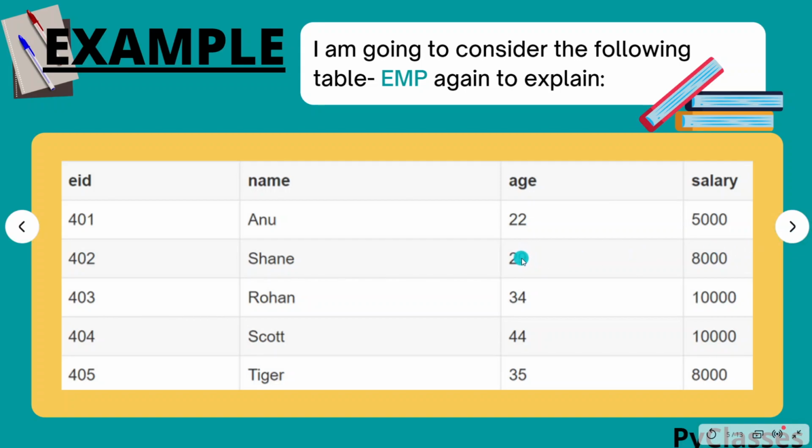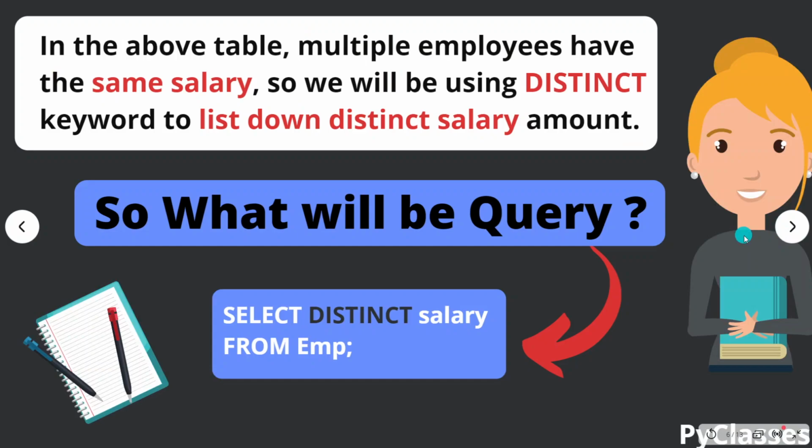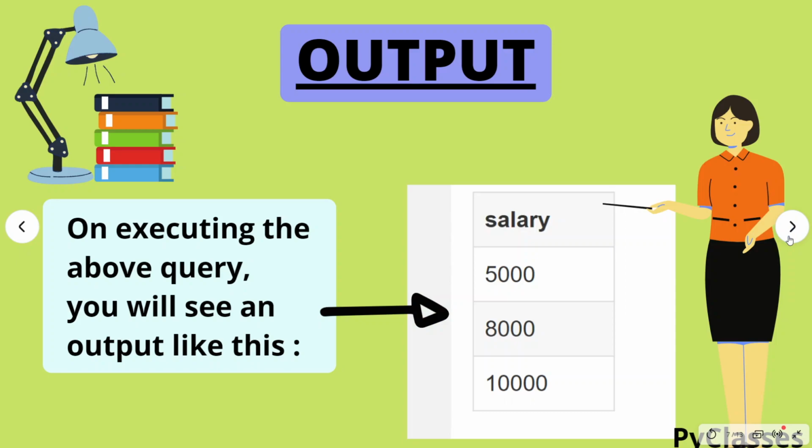I am going to consider the following table to fetch desired records where we will use the DISTINCT keyword. In the above table, multiple employees have the same salary. So we will be using the DISTINCT keyword to list down distinct salary amounts. So what will be the query? The query will be SELECT DISTINCT salary FROM employee. On executing the above query, we will get distinct salary amounts of all the employees in the table. You can see on the screen.